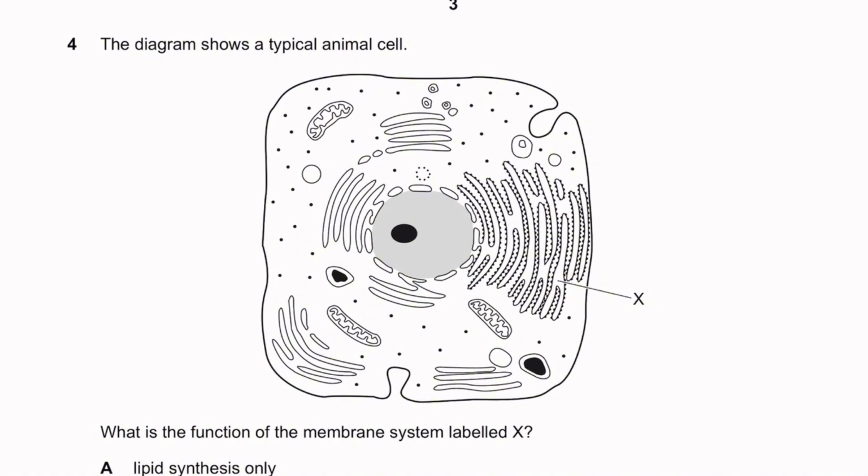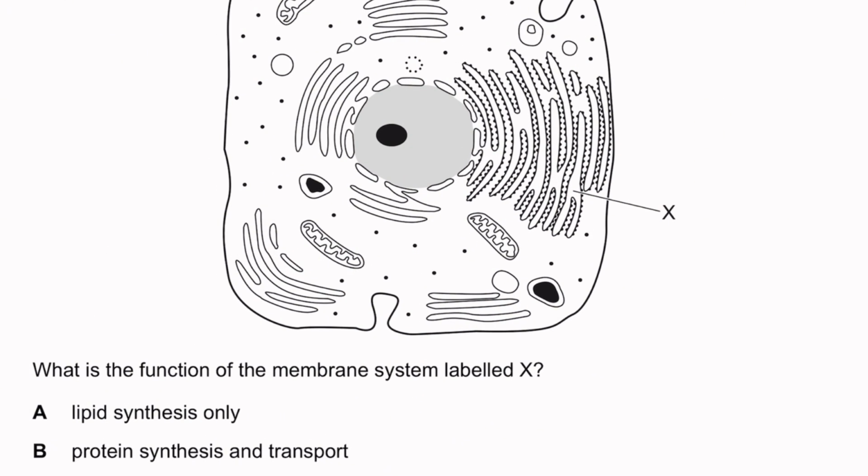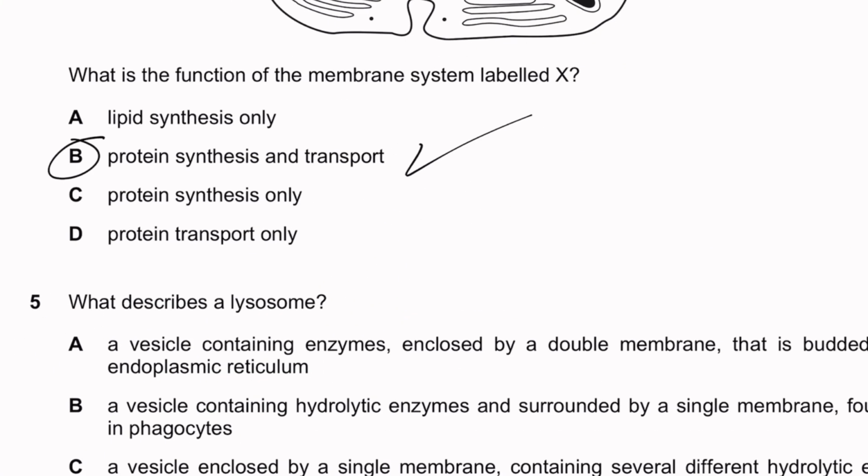Diagram shows a typical animal cell. You can see he's labeled the rough endoplasmic reticulum. He's saying what's the function of the membrane system labeled X? Protein synthesis, synthesizing vesicles that contain proteins, as well as, I think these are the two functions. Okay, so protein synthesis and transport, definitely, because they don't just synthesize the proteins, they also package them into vesicles that are later sent through the cytoplasm, maybe to leave through the membrane.